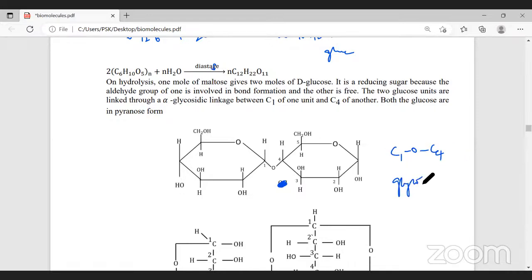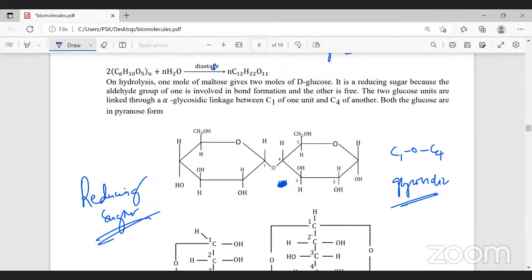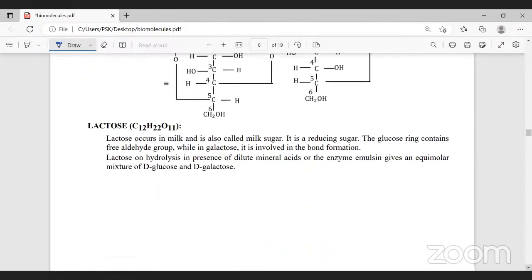So in case of maltose, the glycosidic linkage is between the first carbon atom of one glucose unit and the fourth carbon atom of the second glucose unit. Maltose is an example of a reducing sugar. It reduces Tollens' reagent and Fehling's solution. Sucrose is an example of a non-reducing sugar. Remember, sucrose is a non-reducing sugar, and maltose is a reducing sugar.